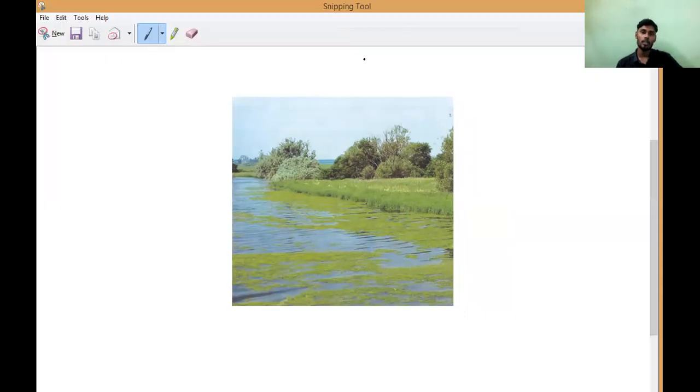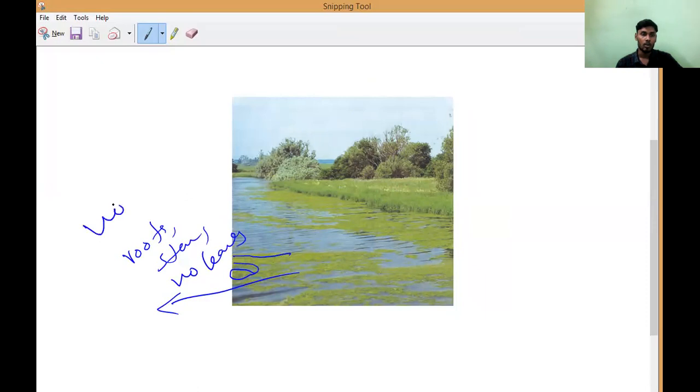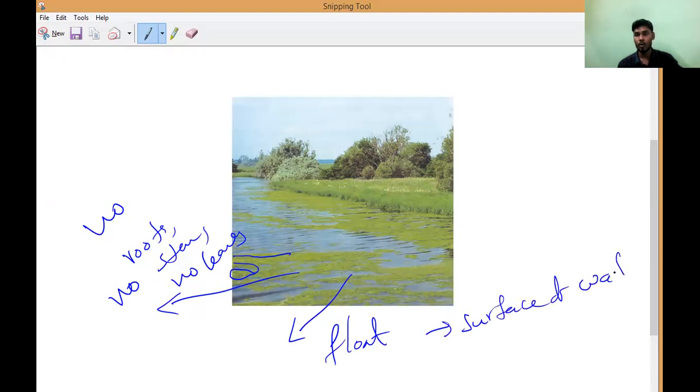So this is what we can say. Hari, can you see? This is what we call algae. Can you notice it floating on the water? It has no proper roots, no stem, and no leaves. No roots, no stem, no leaves. It just looks like a small plant-like organism which floats on the surface of water.